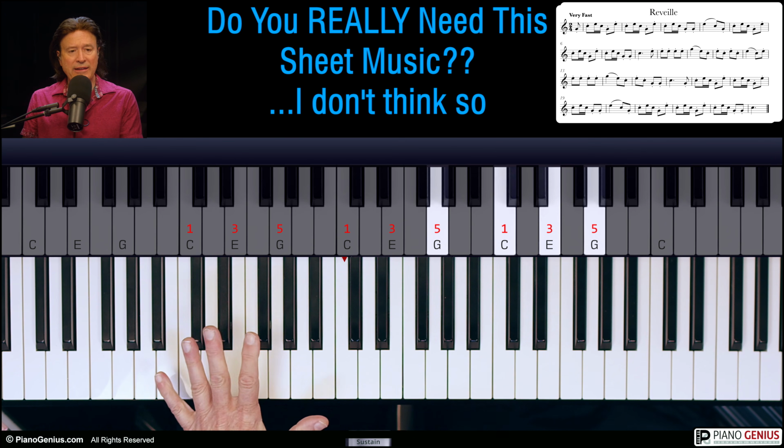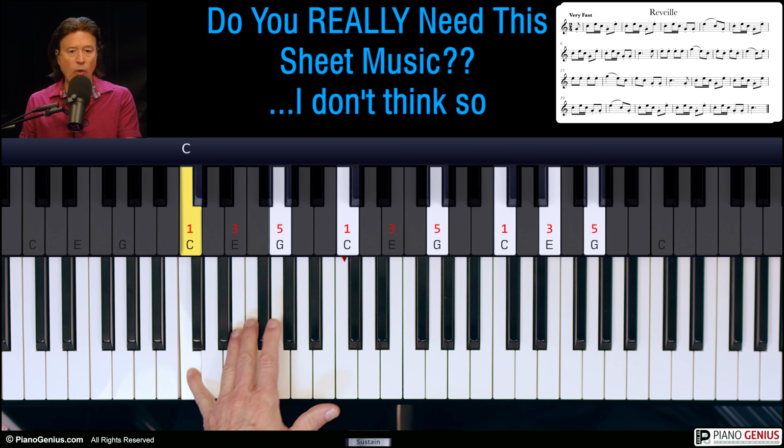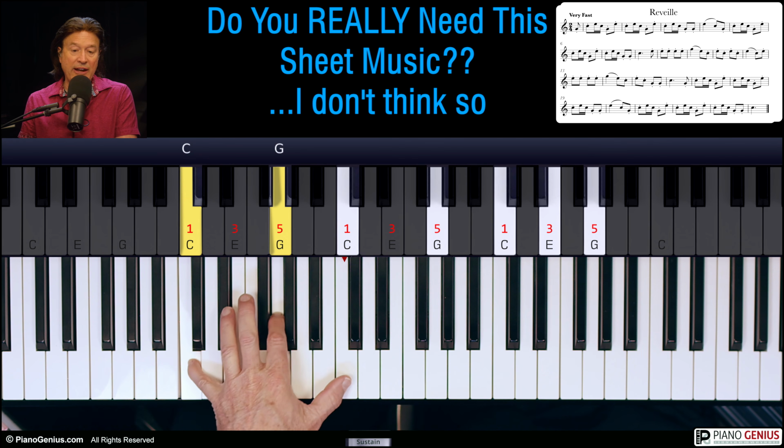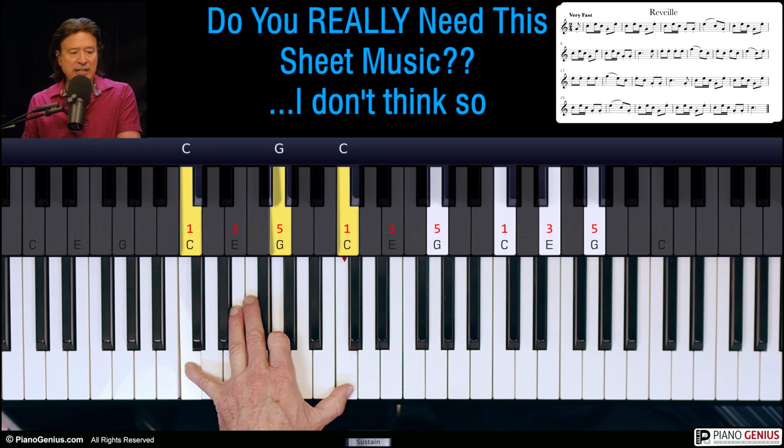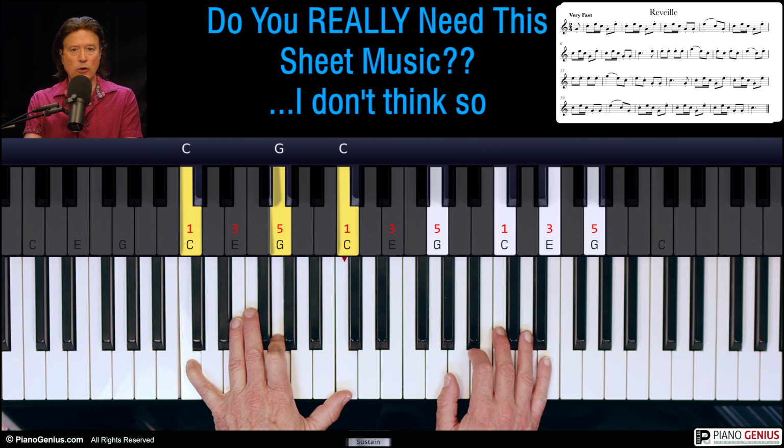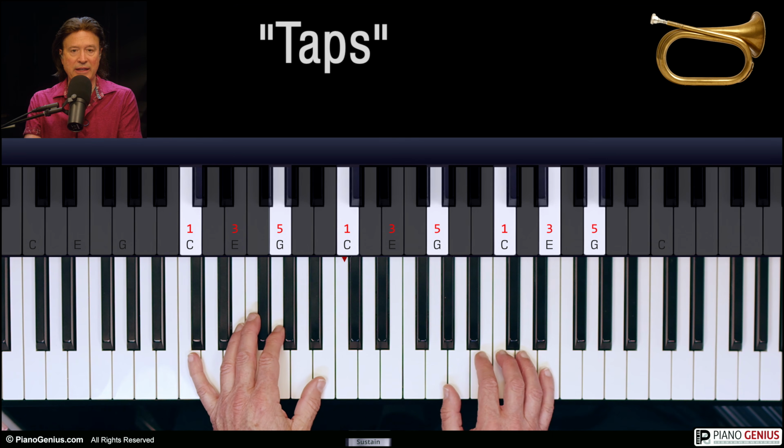Okay, so what I like to do with my left hand is play the 1 and the 5, and then I call this the 8, but it's just the higher 1. And so that's the kind of thing you can play with your left hand. And so if we were going to play Taps, we could do something like this.